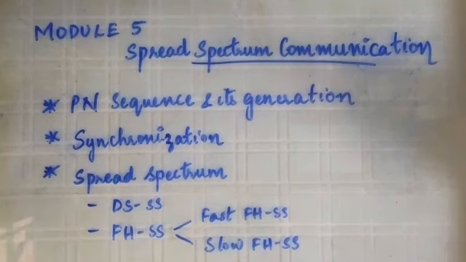The first one being the PN sequence and its generation, where I'll be telling you what is a PN sequence and how are these sequences generated. PN sequence is nothing but a sequence or a string of zeros and ones. I'll be telling you what is the necessity of such a sequence in spread spectrum communication. Above all, I'll be telling you what is spread spectrum communication first.